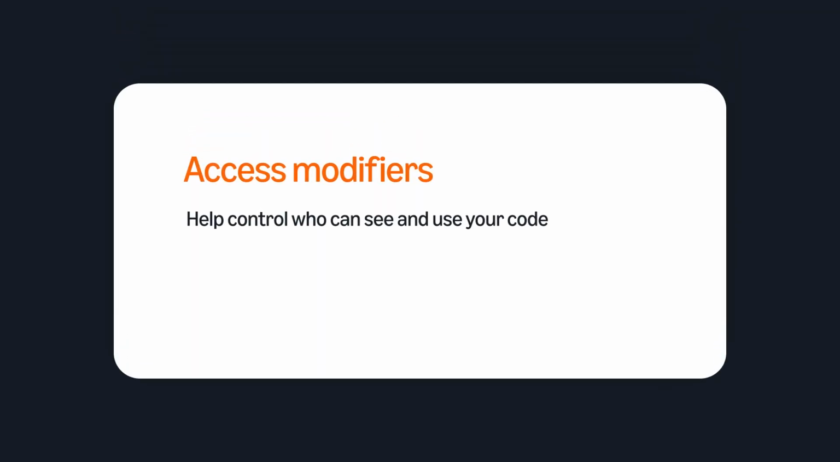In summary, packages help organize related classes together, and access modifiers allow you to control who can see and use different parts of your code. Now you know that just like yourself, your program can have secrets and also share information.